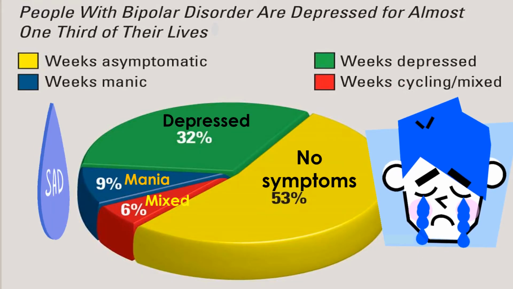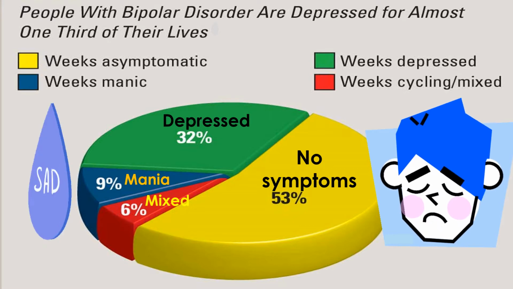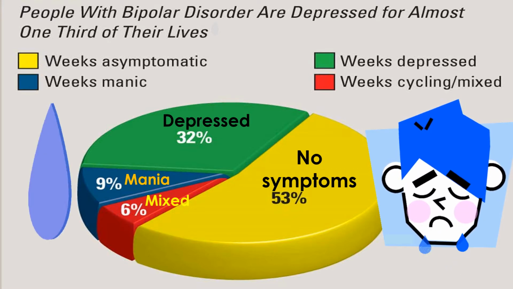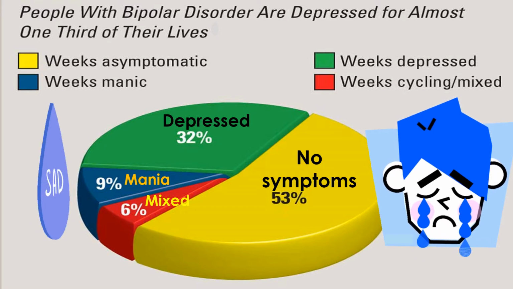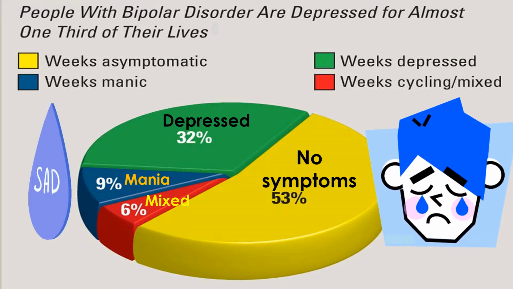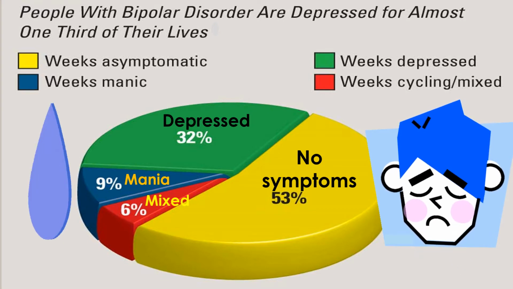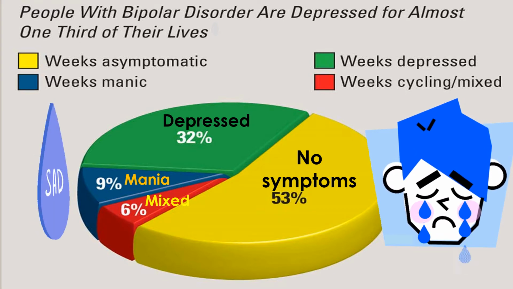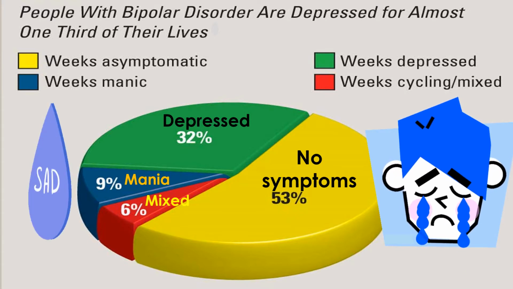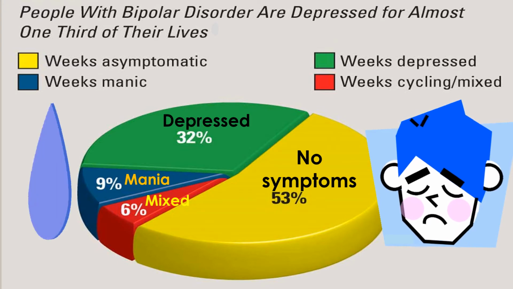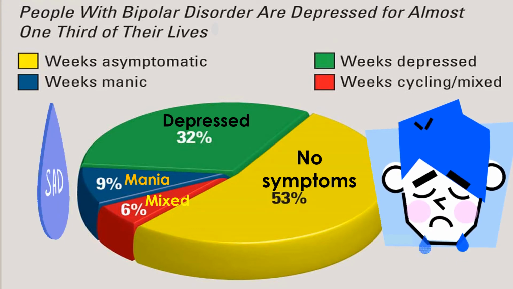This little pie chart shows a typical situation for people with bipolar disorder. It ends up being they are depressed for almost a third of their lives. So you see that depression is much more common in bipolar disorder than mania. Mania takes so much energy, you just can't do it for very long. But also notice in this pie chart, no symptoms about half the time.